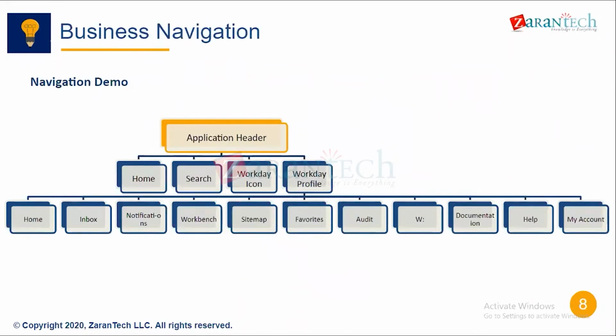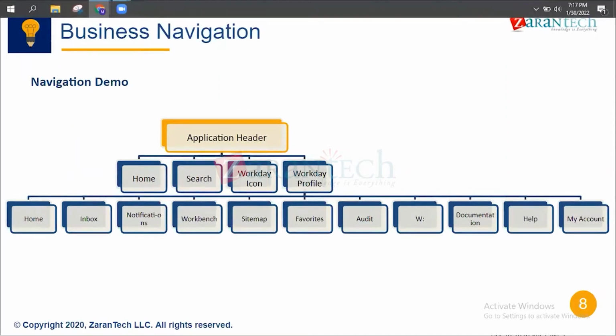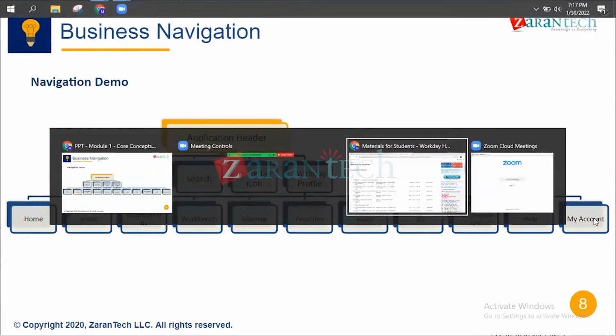Okay, now we are going to move on to navigation. We need to make sure how we are going to navigate. In navigation, we are going to talk about home, search, the Workday icon, we'll move to profile, and we'll go on with all the items under profile. Okay, as I mentioned, it is 20% PPT and 80% tenant. So let's move on and see how we are moving with our tenants.